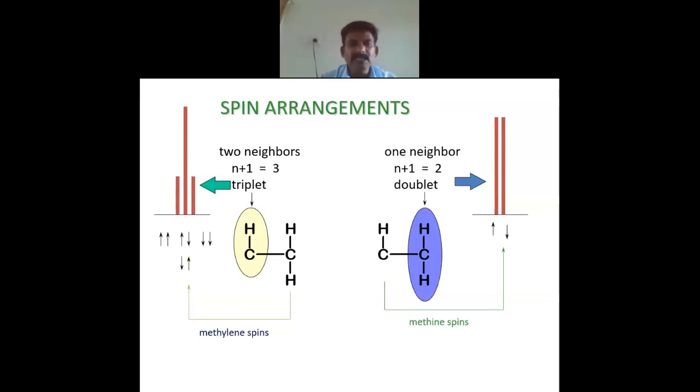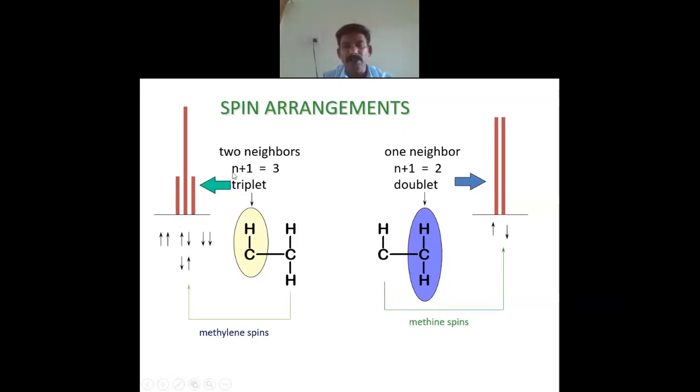So one more example. CH and CH2. So here two neighbors are there. This compound is having two neighbors, 1 and 2. 2 plus 1 is equal to 3. So here 1 is to 2 is to 1. 1 is to 3 is to 1. So 3 peaks will come. So 1 is to 2 is to 1. That is here say triplet.